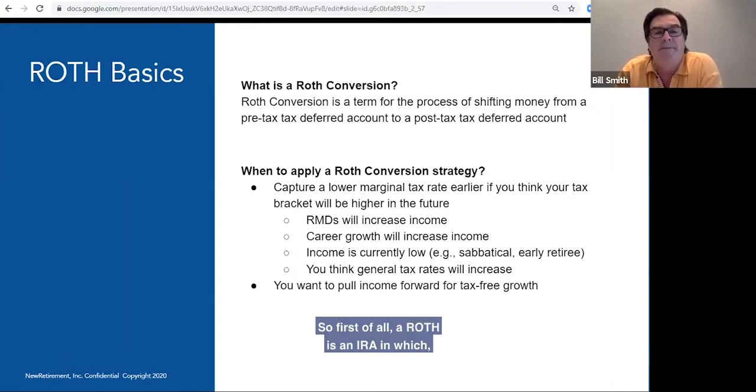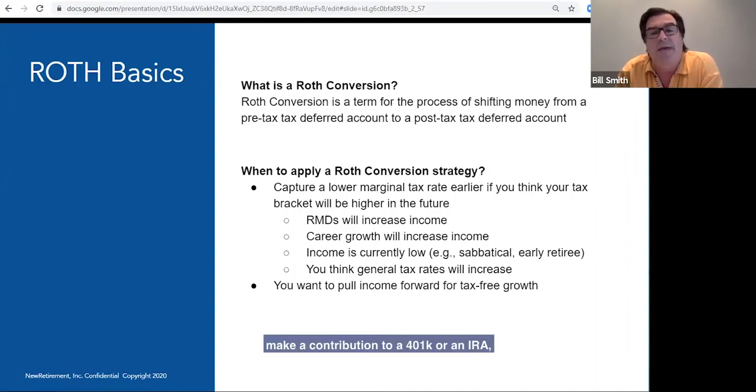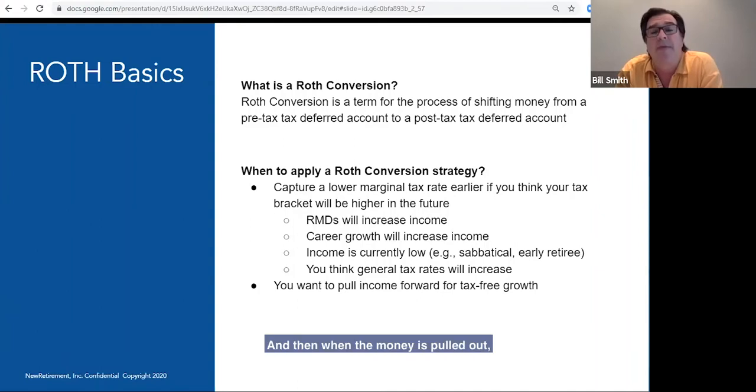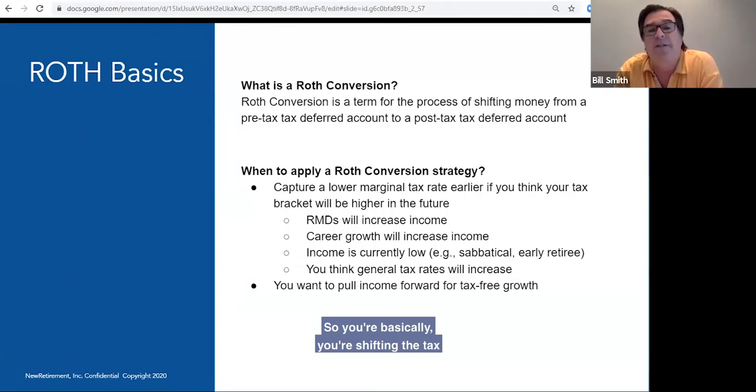First of all, we're used to tax deferred accounts in which you make a contribution to a 401k or an IRA, and you get a tax benefit, as in a tax deduction. And then when the money is pulled out, you're going to pay taxes on that money. So you're shifting the tax burden down the road.